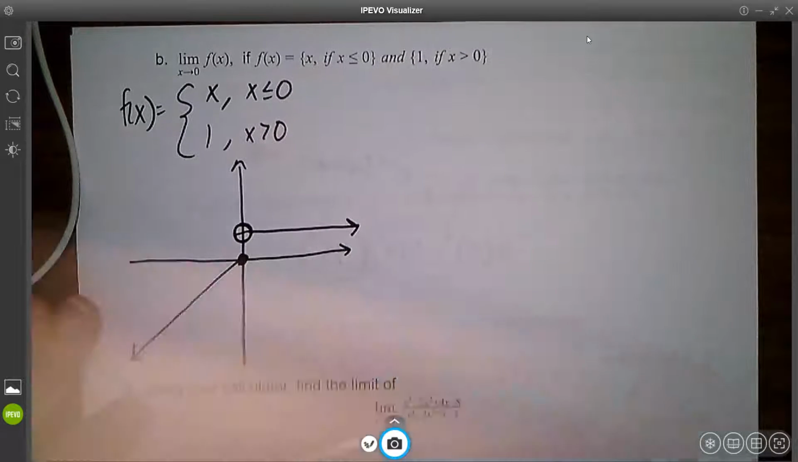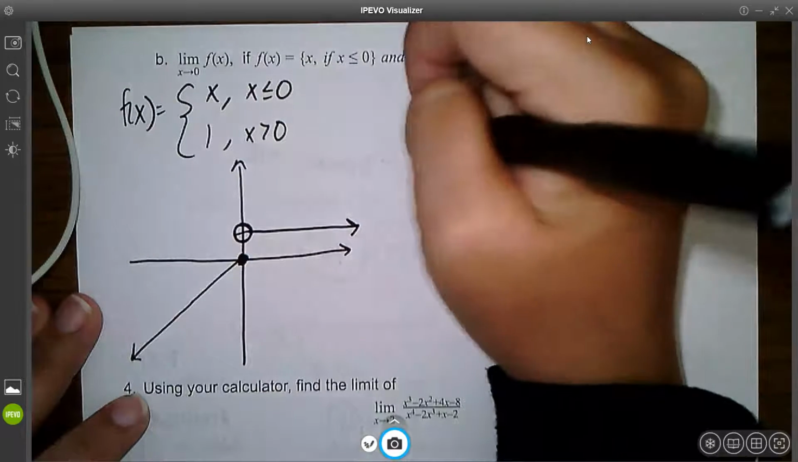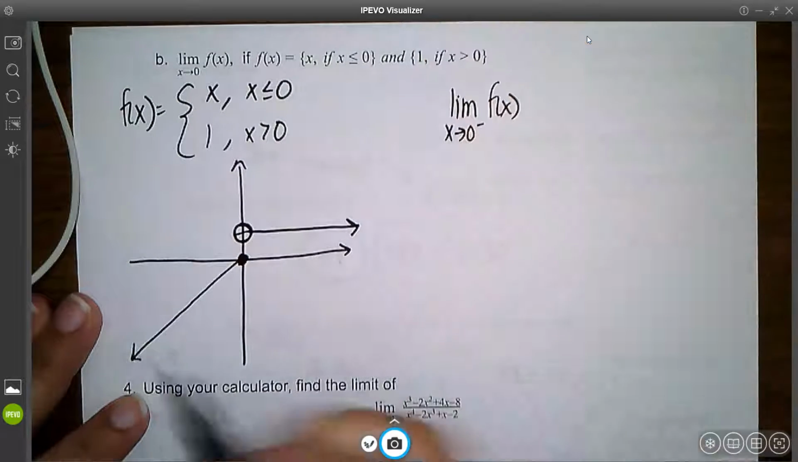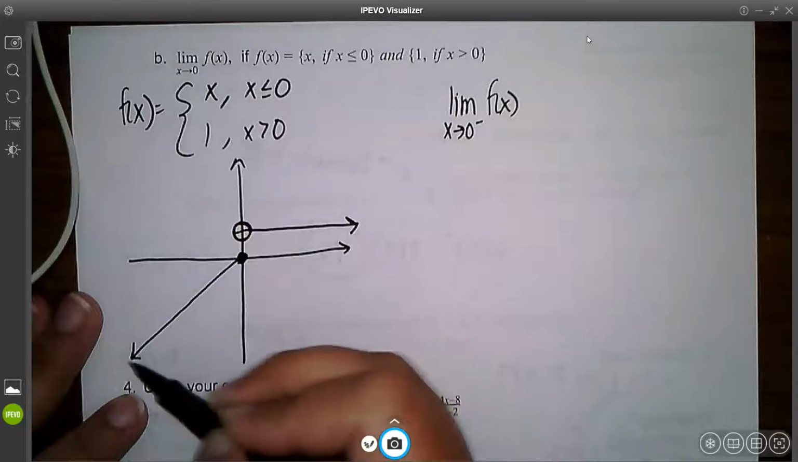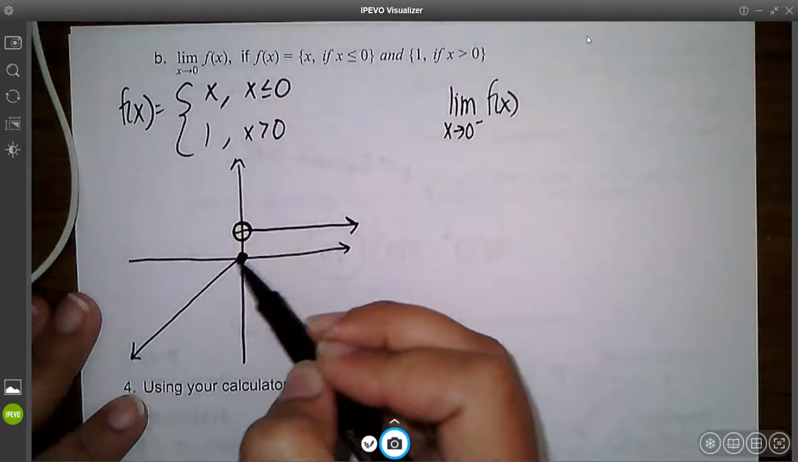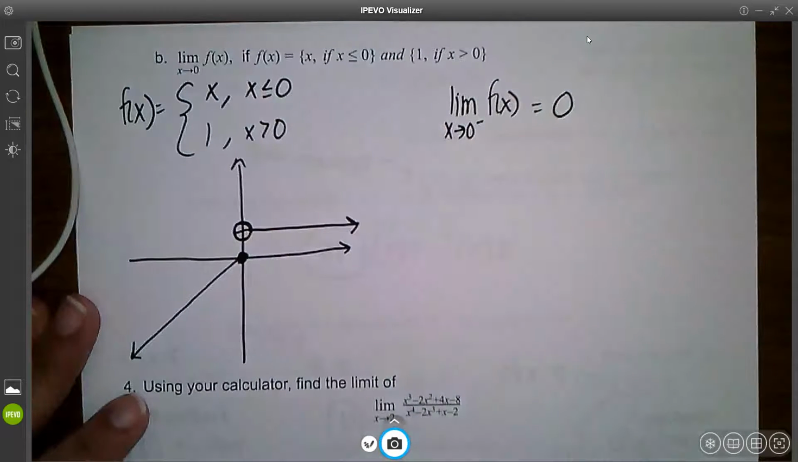So now we're going to look at the limit from the left. So the limit of the function as x goes to 0 from the left. So as we get closer and closer to our y-axis, that's x equals 0, our function actually touches 0 at this point. So that limit is 0.